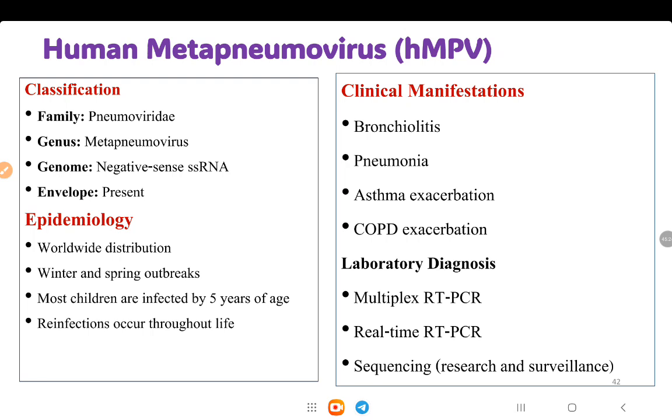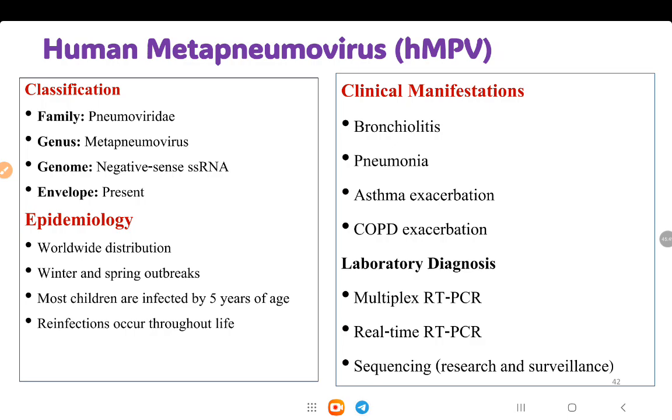Reinfection may occur throughout life for a long time. As clinical manifestations, this virus can cause bronchitis, pneumonia, and COPD exacerbation. For general laboratory diagnosis, we can use multiplex real-time PCR, and whole genome sequencing for research and surveillance.